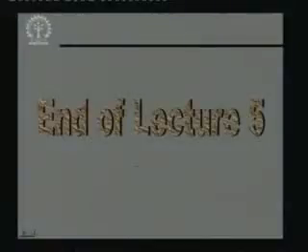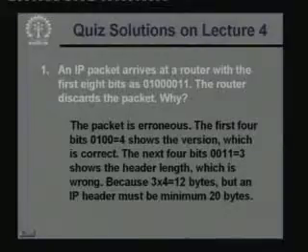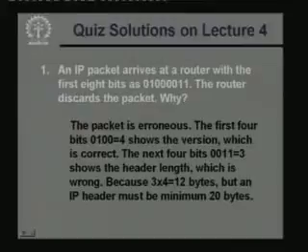So, here we come to the end of this lecture number 5, but now let us have a quick look at the solutions to the questions which you were posed in our earlier lecture. So, the first question was, an IP packet arrives at a router with the first 8 bits as 0100 0011, but the router discards the packet. Now, you try to understand what the first 8 bits in an IP packet mean.